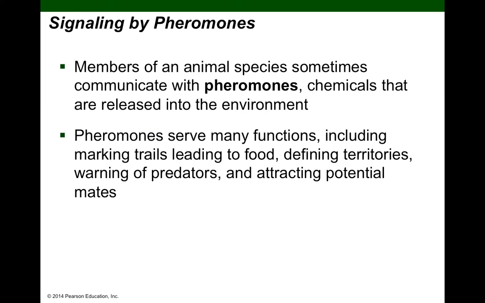Another important signaling molecule does not work inside the body. Rather, it works by being released into the external environment to signal other members of the same species. These signals are called pheromones. Pheromones can be used to mark trails leading to food sources, define territories, warn others of predators in the area, and attract a potential mate.